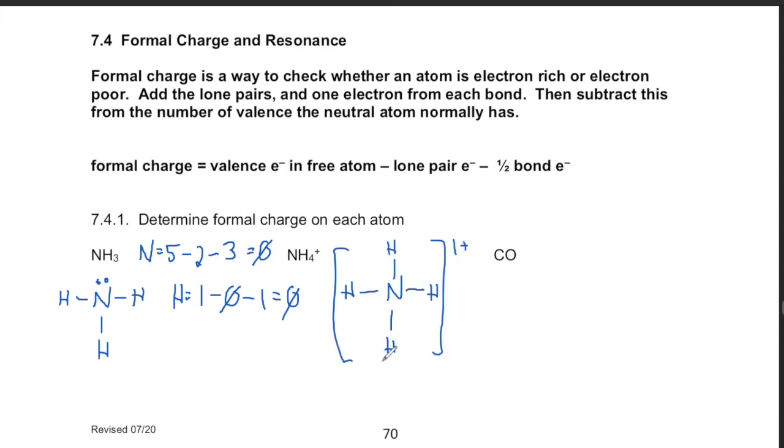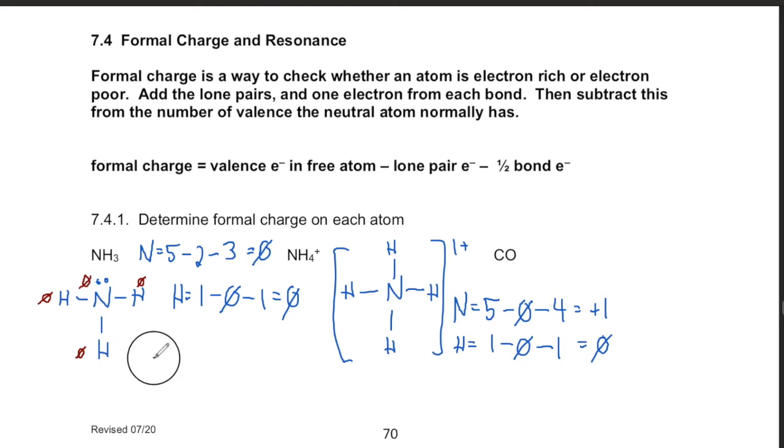Okay, so here we have the ammonium ion. Nitrogen brought 5 valence electrons. It has 0 lone pair electrons on it in this structure, and it has 4 bonds. So that is a +1 formal charge. The hydrogen brought 1, has 0 lone pairs, and has 1 bond. So that is a 0 formal charge. Let's go ahead and write the formal charges on these atoms. So we got 0 all over the place here.